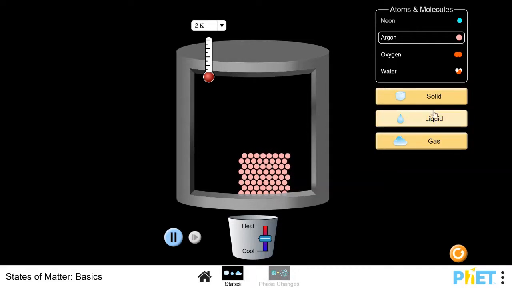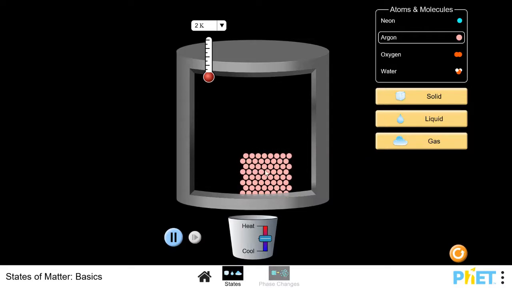So what I've selected here is the atom argon, or the element argon, which is normally a gas at room temperature, but we're going to start here with our argon sample at a very low temperature. You can see that we've got it set to 2 kelvins, which is only 2 degrees above absolute zero. That means that the temperature here is about 460 degrees below 0 Fahrenheit.